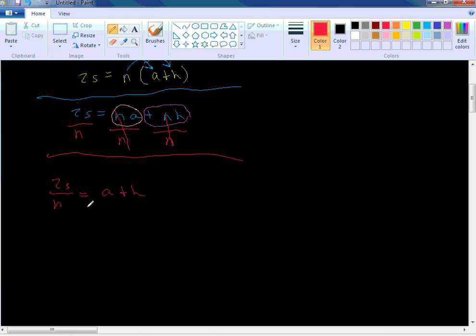And now since a is being added to h, to undo the addition, all I have to do is subtract a from both sides. That's my answer. So now I have 2s over n minus a equals h. This is my final solution.